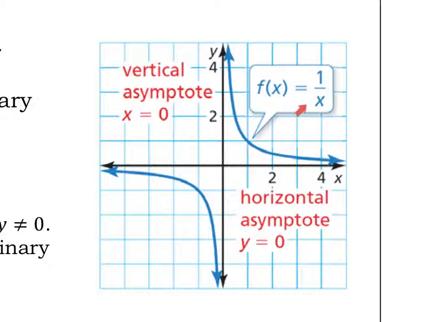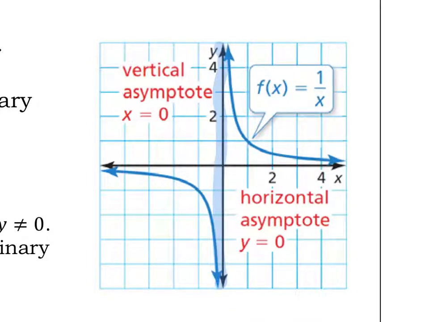Now in this format, notice that there's an x in the denominator and there's a number in the numerator. When it's in this format, to find our asymptote, we're going to set our denominator equal to 0. So in this case, it's x equals 0. That is a vertical asymptote that will go through x equals 0.